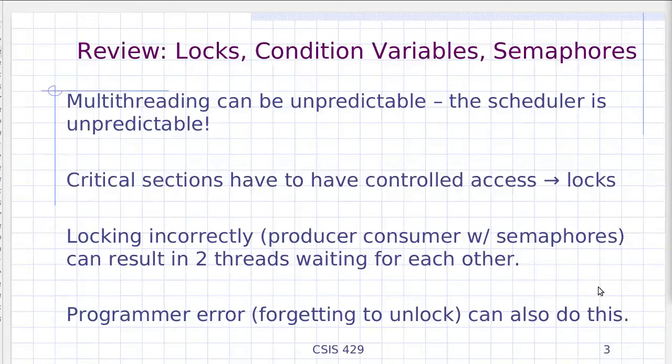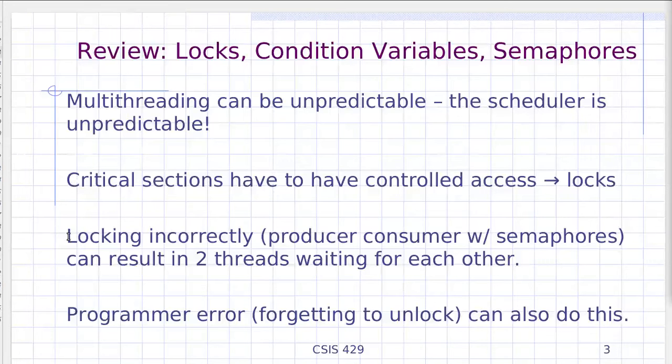Let's do a quick review of locks, condition variables, and semaphores. So we saw that multi-threading is really good. It's a really good thing to have. However, it can give you unpredictable results. The main reason being that the scheduler of the operating system cannot be predicted easily. So it's unpredictable, and so you can't always expect to know the order. Also, you have critical sections that we have to control access to, and one way to do that is with locks. Or you can also use semaphores, but locks are the usual way of doing things.